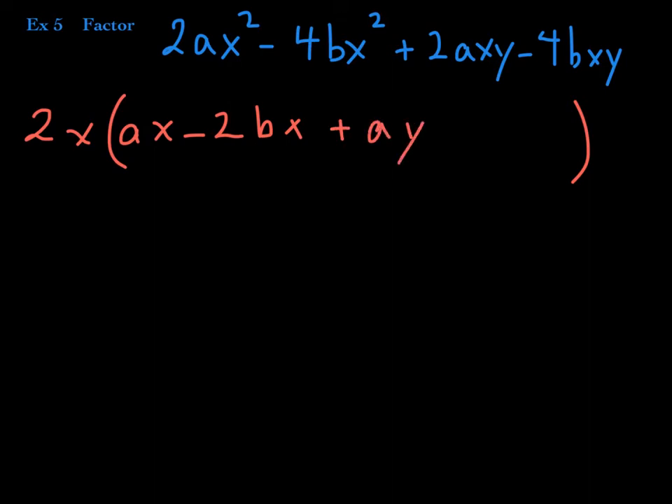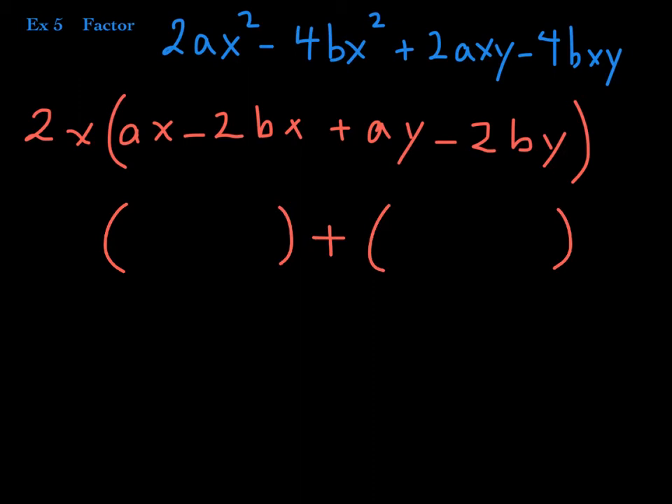Next, notice that the next term is negative, so I'm going to bring that down, negative, and you'll be left with 2by. All right, everybody, now what I'm going to do is factor this polynomial of 4 terms inside of here by grouping. I'm going to set up my 2 groups. Addition is right in the middle all the time.